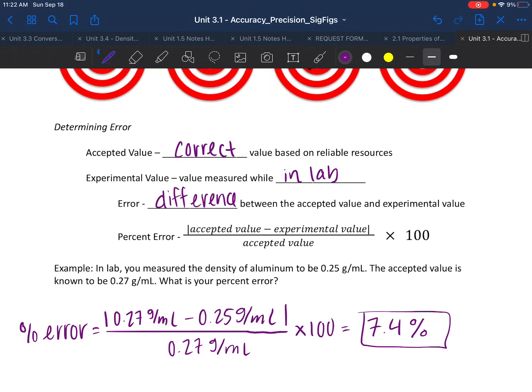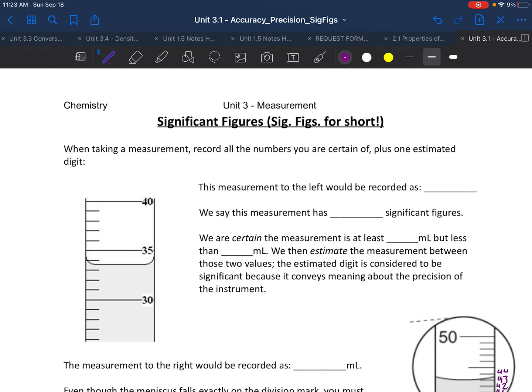So now that we have a relative idea on accuracy and precision, let's talk a little bit more about how we get these values. How do we measure things in lab, from graduated cylinders to mass and volume. So let's move on to the next section here, significant figures. So this will be a little bit difficult as we get used to it, but the more we practice, the better we get.